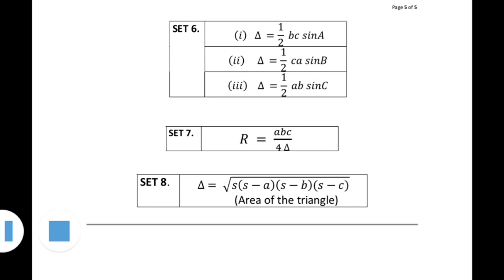Set 7. Capital R equals to small abc by 4 delta. Set 8 gives the area of the triangle, that is delta equals to inside square root s into s minus a into s minus b into s minus c. That's all. Thank you.